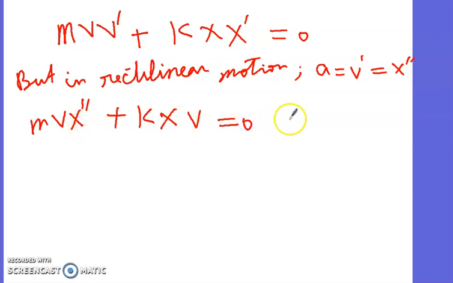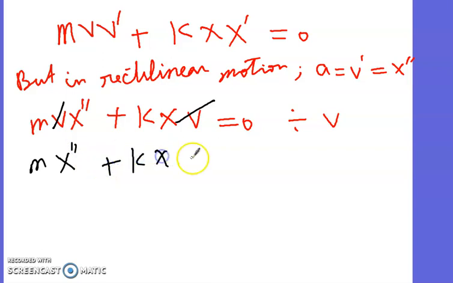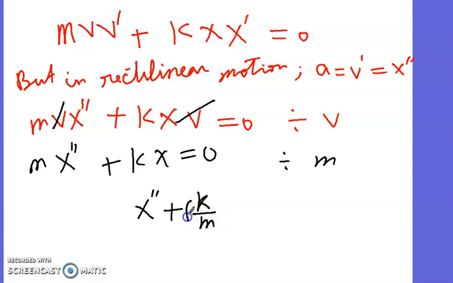We can divide by v, I mean, I can cancel v. And what do you get? You get m x double prime plus k x equal to 0. Divide by the mass, which is always a positive number. So you get this form: x double prime plus k over m x equal to 0, where k and m are constants.